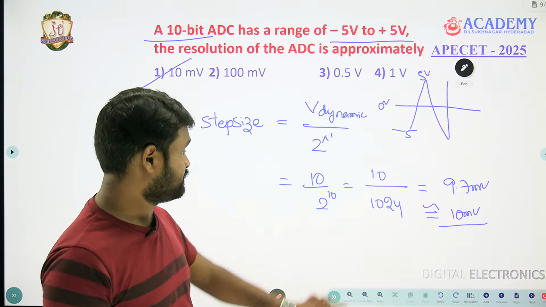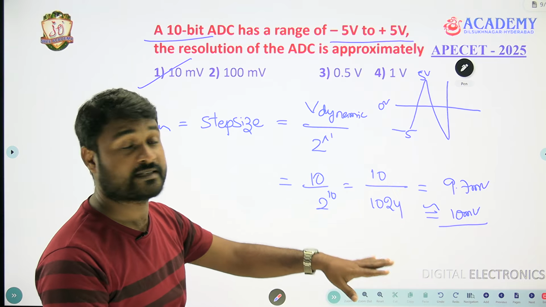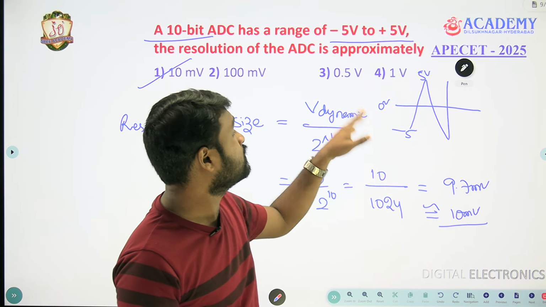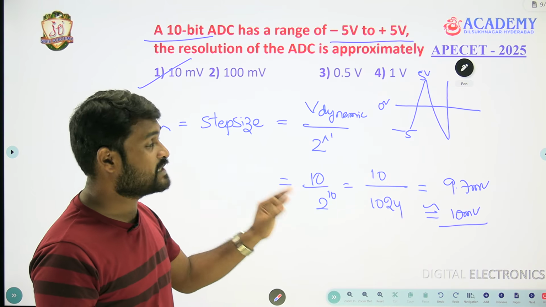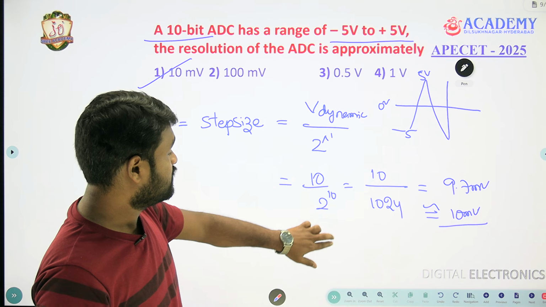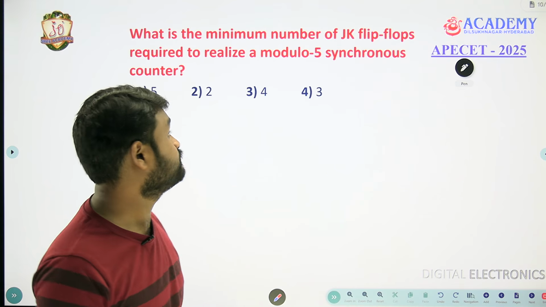Like this you can solve. If you know the concept, it will be easy. If you take plus 5 or minus 5 alone, the answer will be different. So please consider the full range, because otherwise you will fall into a problem.